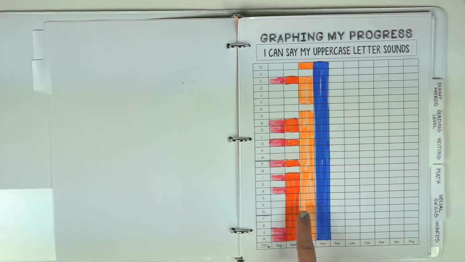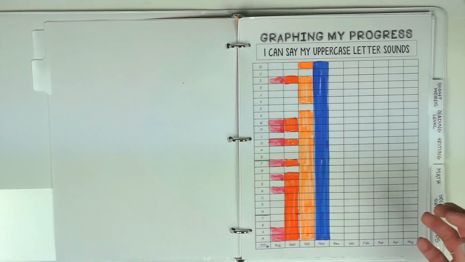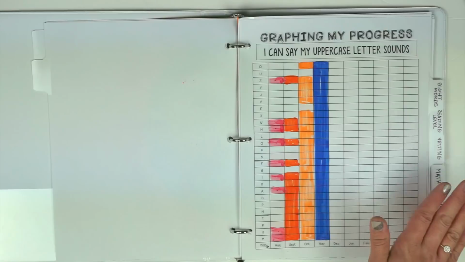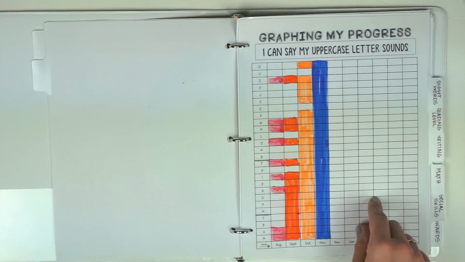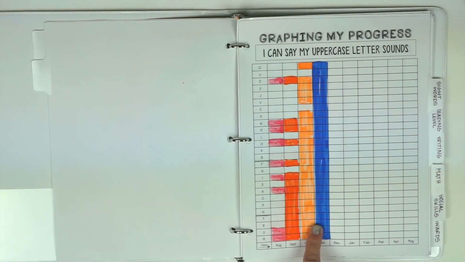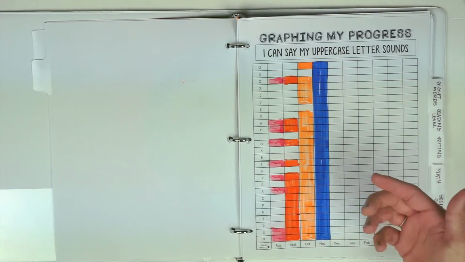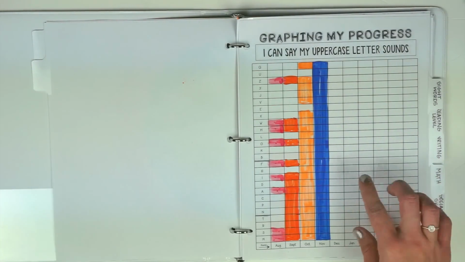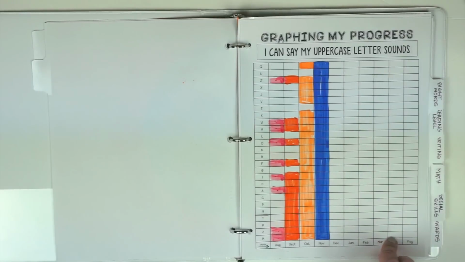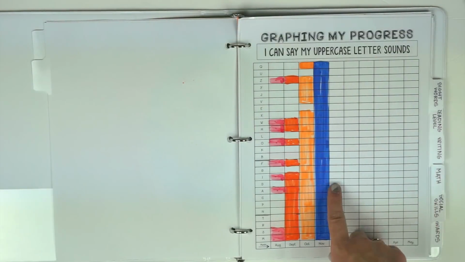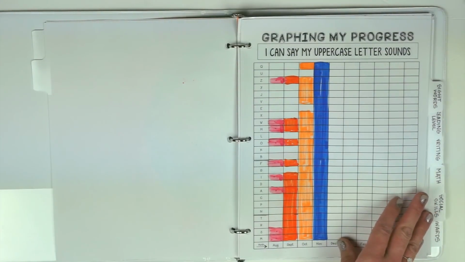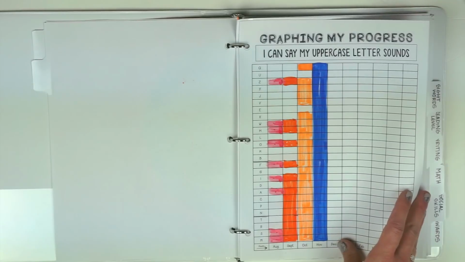Now, something else that you'll notice is in the very beginning, I actually had her color in where she was and the ones that she got correct. I don't do that anymore because it takes way too much instruction time. So now I color it in for them. And then I have them tell me the meaning of what I just did. So they have to be able to say, well, you colored in all 26 letters. That means that I know all of my uppercase letter sounds because all of those are colored in. So they have to be able to tell me about their learning, even though I'm the one doing all the coloring.